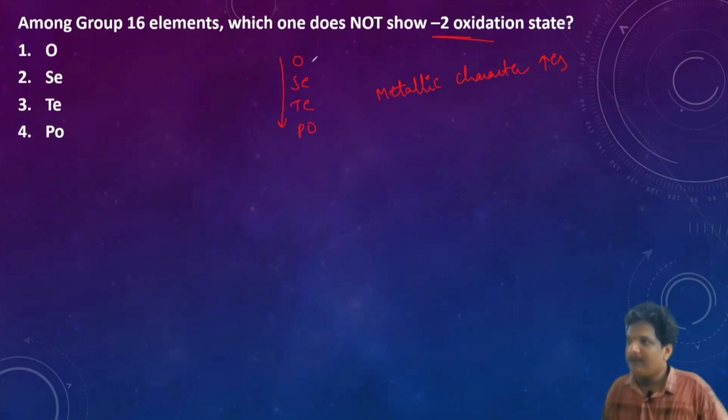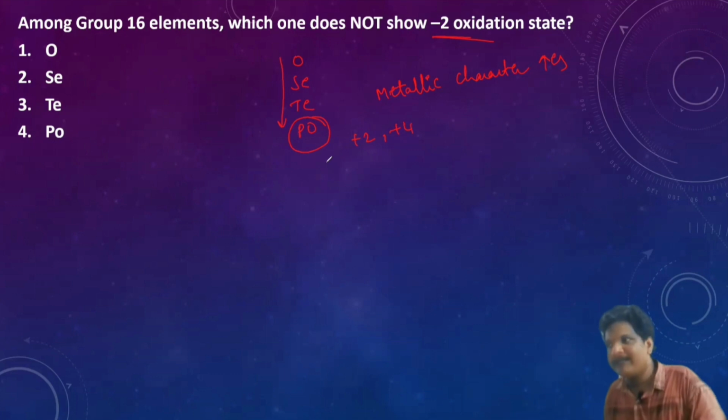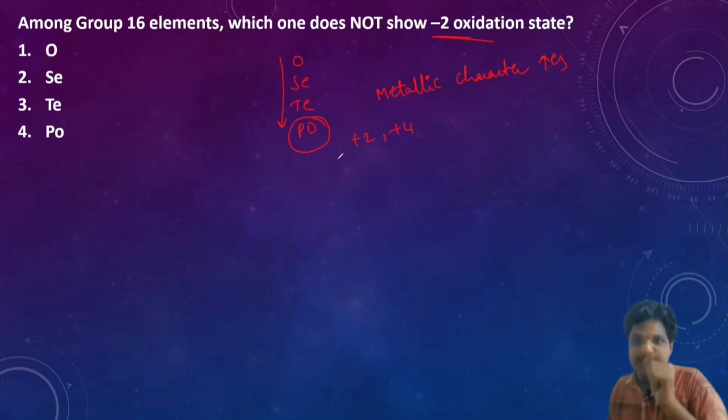So here oxygen, selenium, tellurium will exhibit -2 oxidation state, but polonium will exhibit only +2 and +4 oxidation states because of the metallic character. This element is at the bottom of the periodic table and exhibits metallic character, so it will exhibit +2 and +4 oxidation states. So it does not exhibit -2 oxidation state. So the correct option is 4.